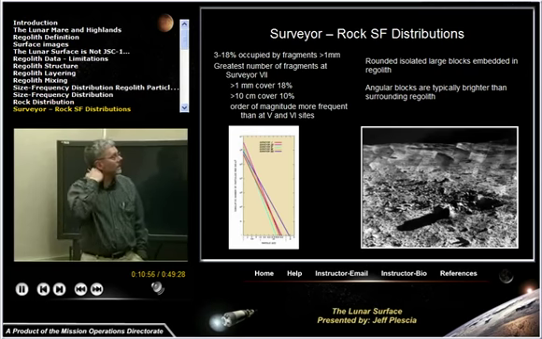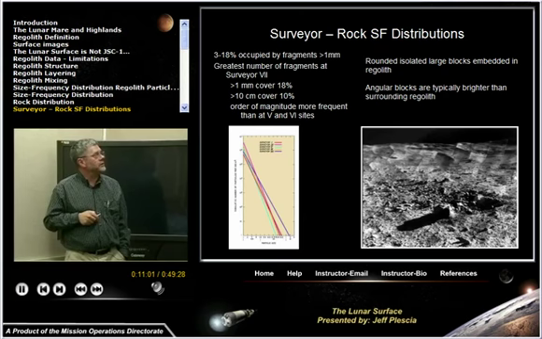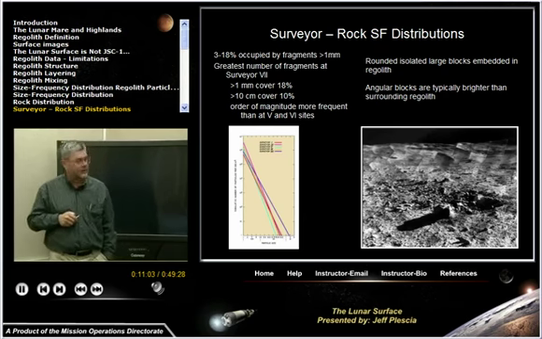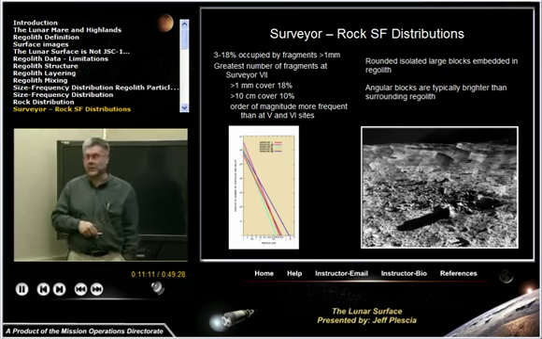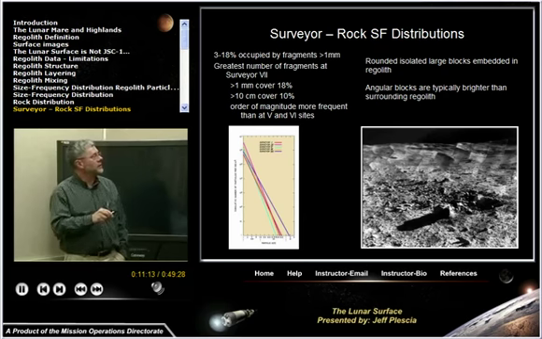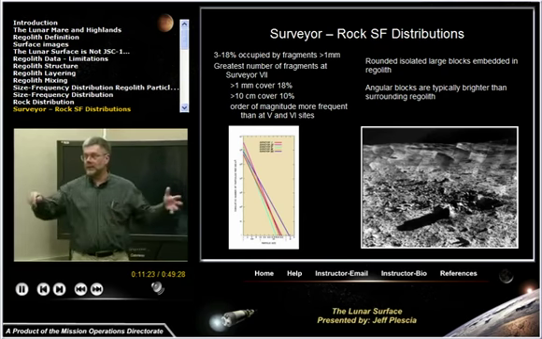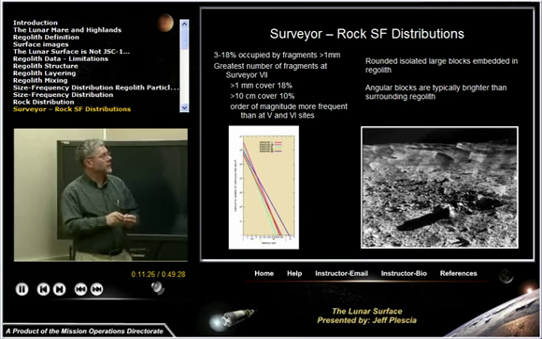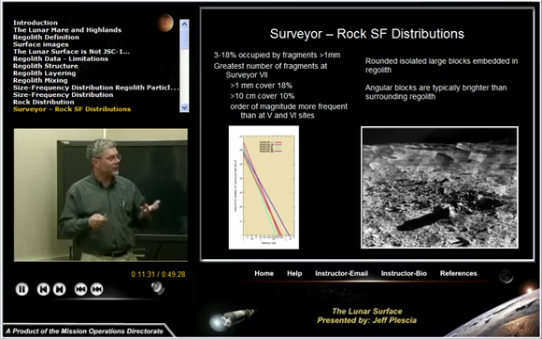Next slide. The size-frequency distribution of the rocks has been mapped originally using the Surveyor images and also with the Apollo surface images, and you get power law distributions that look something like this, where most of the material is relatively small. In this case, at the Surveyor 7 site, which was the roughest of the Surveyor sites, rocks bigger than 10 centimeters or so cover only about 10% of the surface, and they're randomly distributed around the surface. Greater than a millimeter only covers 18% of the surface, so they're relatively few.